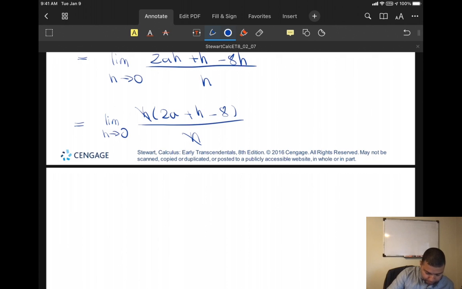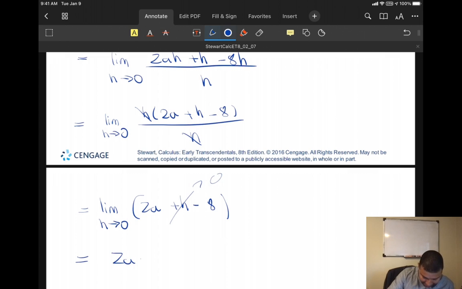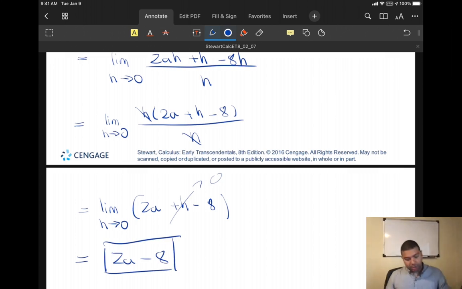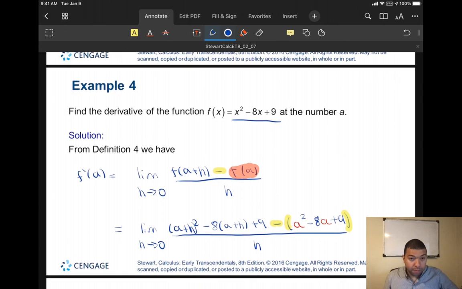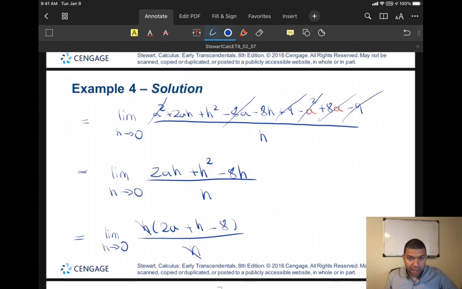So when you cancel these out, you get 2a plus h minus 8. As h goes to 0, that goes to 0 as well, so only 2a minus 8 is left. So that is the derivative of f of x at the point a, at the number a. Okay? We did it.